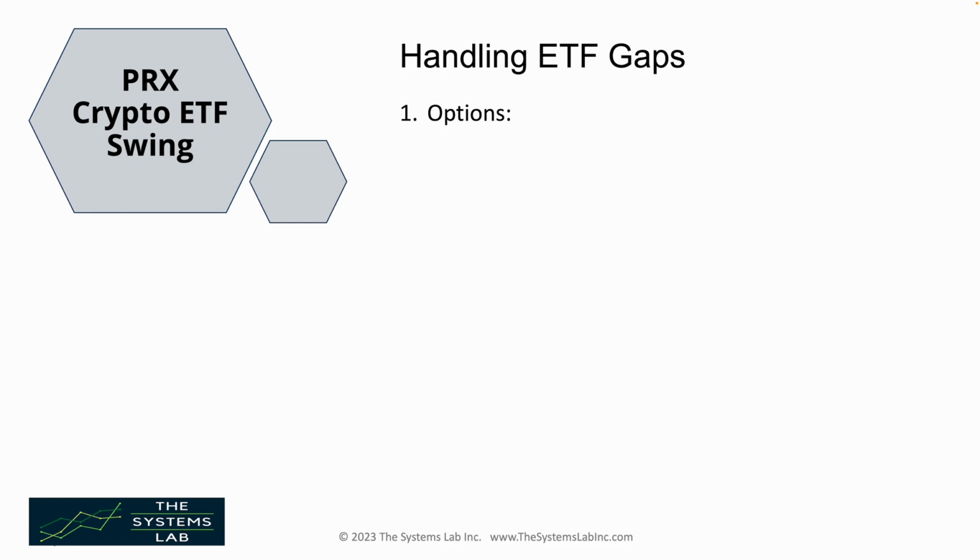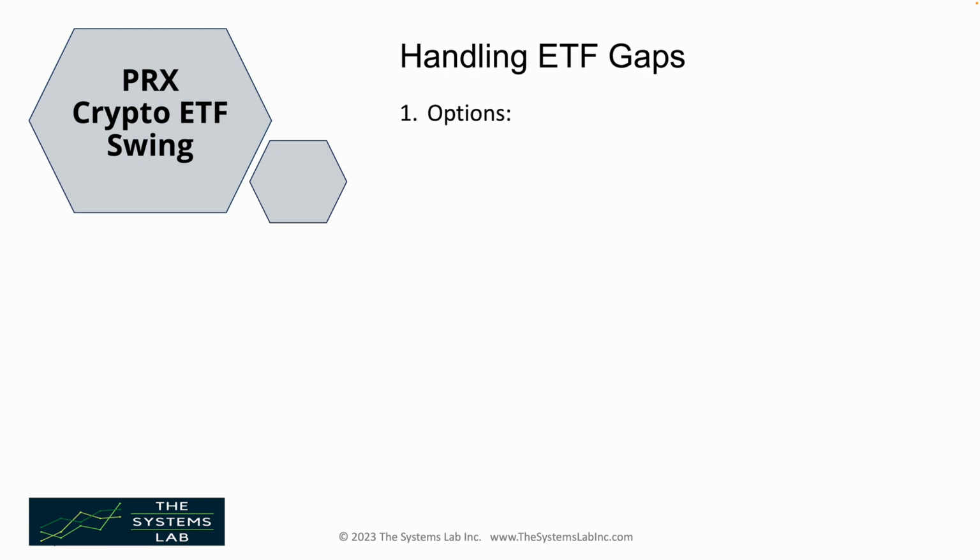One of the questions that we get from time to time is how to handle gaps in the ETFs when we're trading the PRX Crypto ETF swing system, and particularly how to handle it when those gaps come between the close of our trigger bar. The trigger bar is the one where the PSAR flips, and the open of the entry bar. The entry bar is the one where we're actually putting our order in to buy at the open.